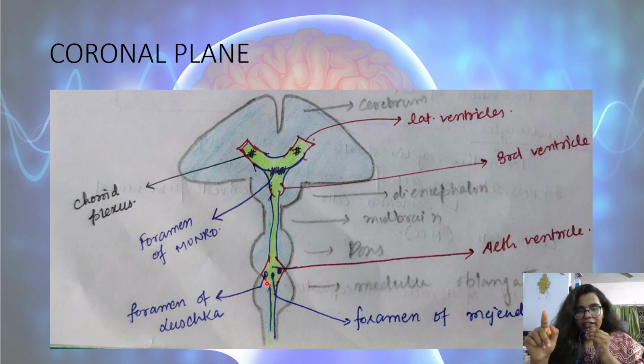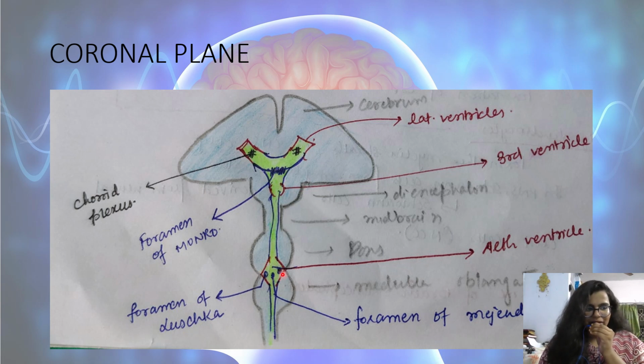If you can identify this clearly, you can see the L in Luschka and the M in Magendi. Luschka means the two lateral sides and Magendi means the mid side. This middle portion that I showed is the foramen of Magendi, and these two sides over here are the foramen of Luschka. The third ventricle and the fourth ventricle are connected by the aqueduct of Sylvius, also known as the cerebral aqueduct. That was it.